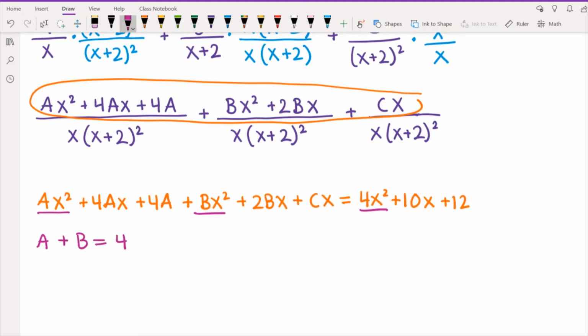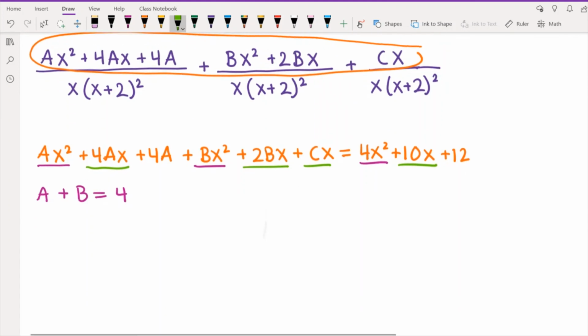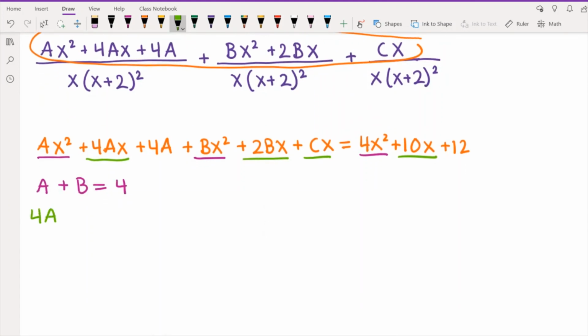And then if we look at the x's, we have a 4ax, a 2bx, and a cx. And so that has to add up to 10. That tells us that 4a plus 2b plus c together has to equal 10. And then for our final one, we have 4a is equal to 12. So again, it's a nice one where we'll be able to get one of our numerators right from that.